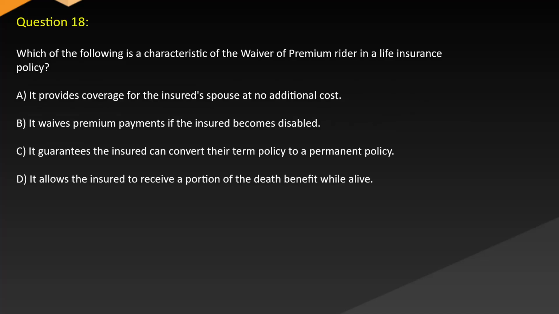Question 18. Which of the following is a characteristic of the waiver of premium rider in a life insurance policy? A. It provides coverage for the insured spouse at no additional cost. B. It waives premium payments if the insured becomes disabled. C. It guarantees the insured can convert their term policy to a permanent policy. D. It allows the insured to receive a portion of the death benefit while alive.